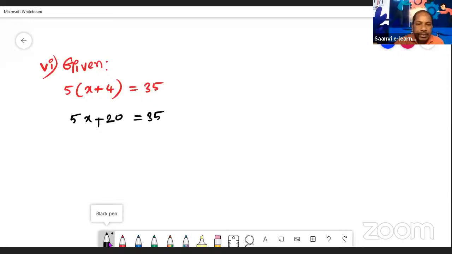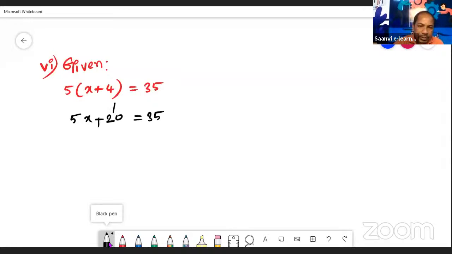So here what is the variable? x is the variable. Very good. So we have to find this x value. To find it, what extra numbers are there? 20 and 5, isn't it? If there were no 20 and 5, directly we could say x is equal to 35. But here the extra numbers 20 and 5 are there, so first we have to send them to that side.